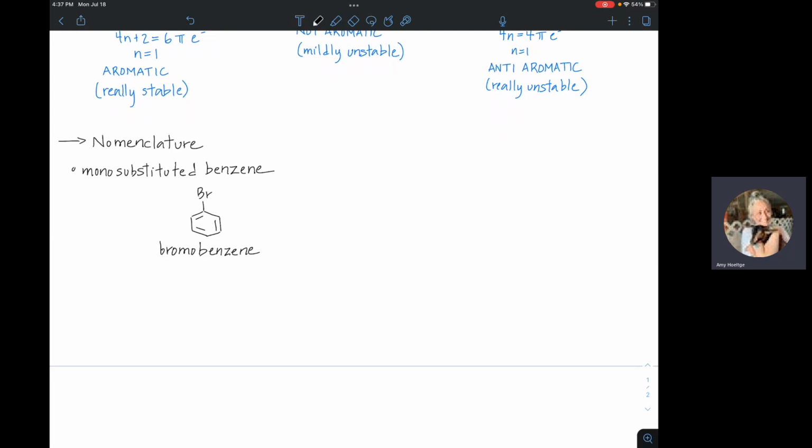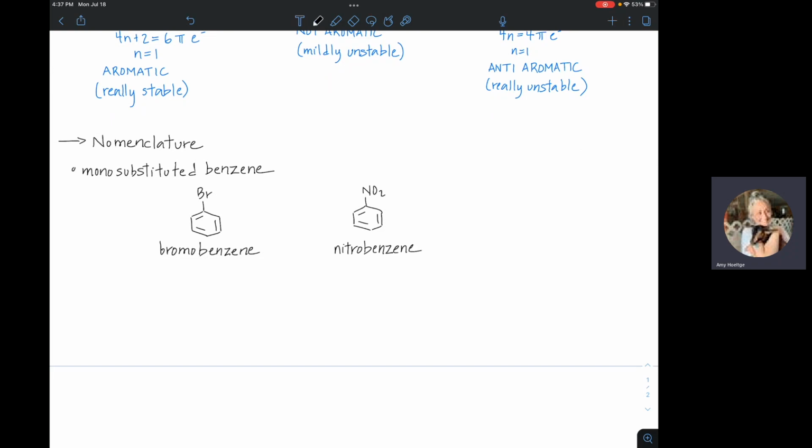We could have a nitro group. I pick on this top position. It doesn't really matter. At the end of the day, we only have one substituent on the ring, right? Could be anywhere. This is nitro. That group is a nitro group, nitrobenzene.